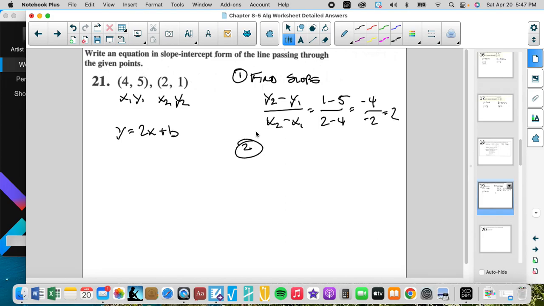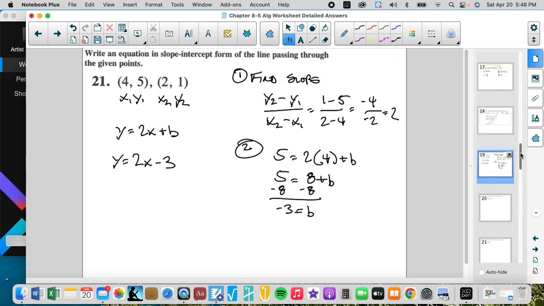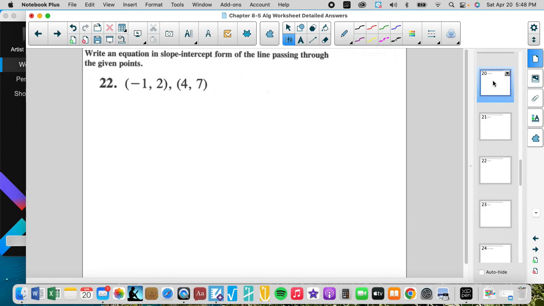And now I'm going to use one of these points to plug in for my x and y. So I'll just pick the first one. So I'll have my y is 5 equals 2 times my x, which is 4, plus b. 5 equals 8 plus b, minus 8, minus 8. Negative 3 equals b. Now I have my slope and my y-intercept, so I can write my final equation, y equals 2x minus 3. Nice and logical, really good, efficient, makes sense.